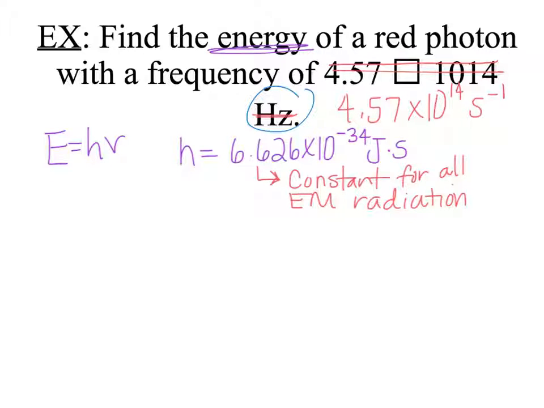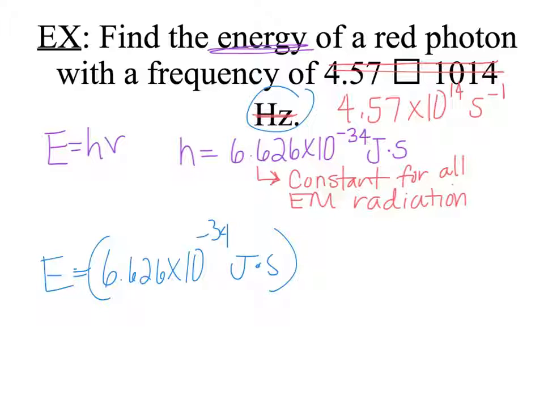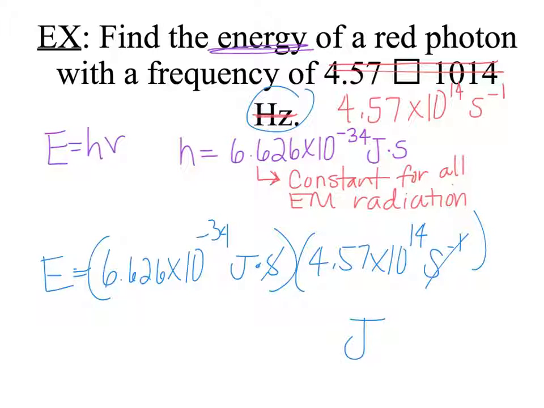So we're going to say energy is equal to the 6.626 times 10 to the negative 34 joules times second. And then we're going to plug in our frequency value of 4.57 times 10 to the 14th seconds minus 1. And we'll see that seconds are going to cancel out. So we're going to be left with the unit of a joule. So pause your video and put this in your calculator and see if you get the right answer.